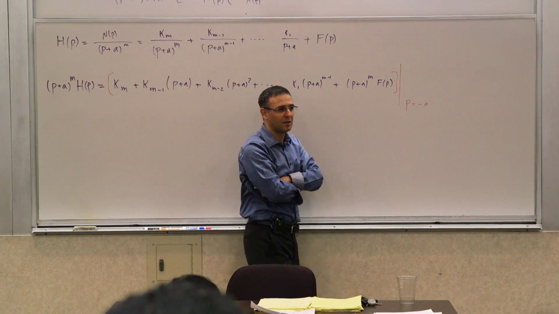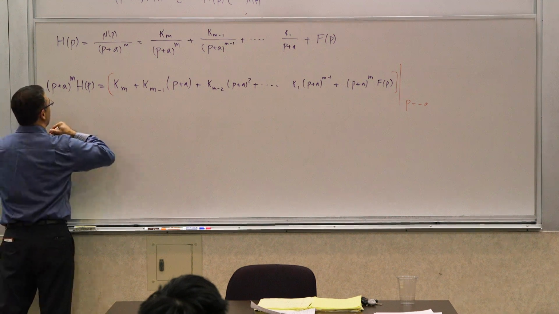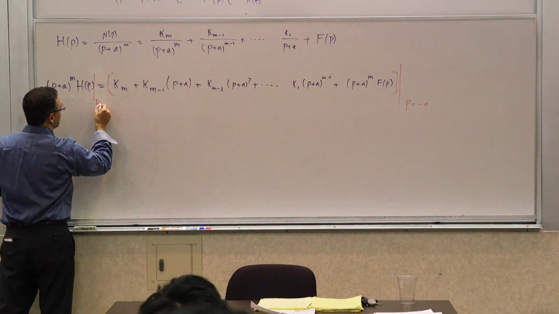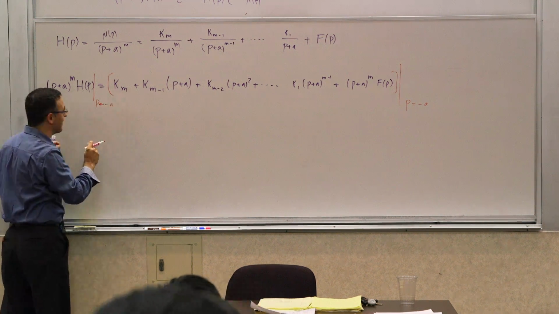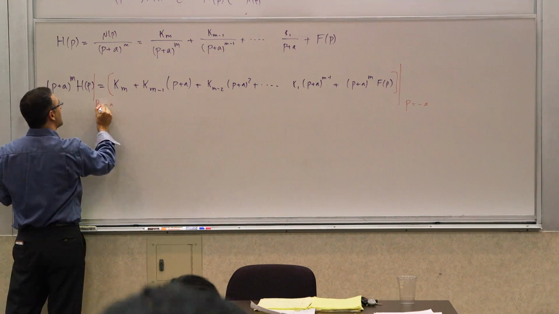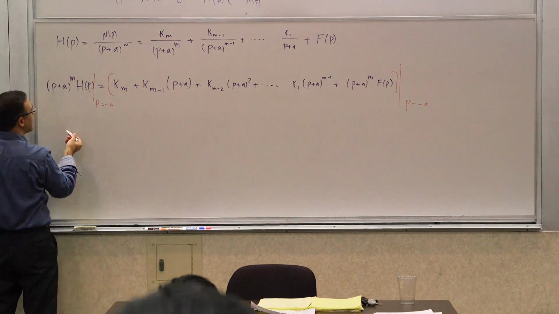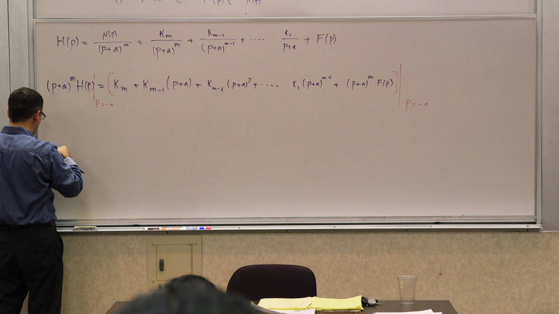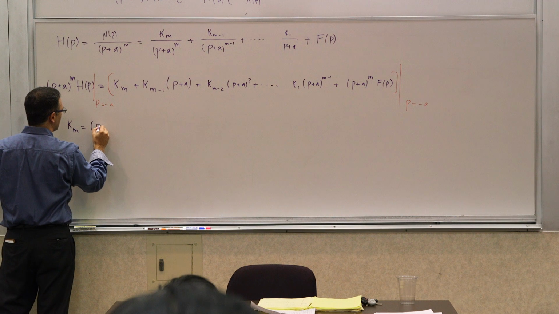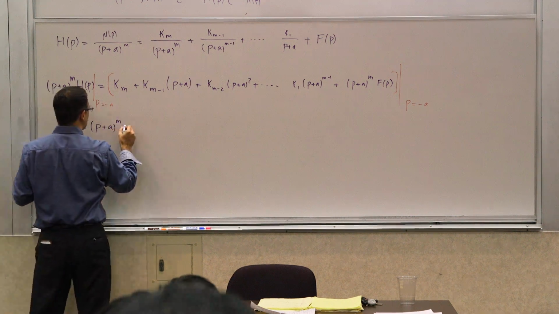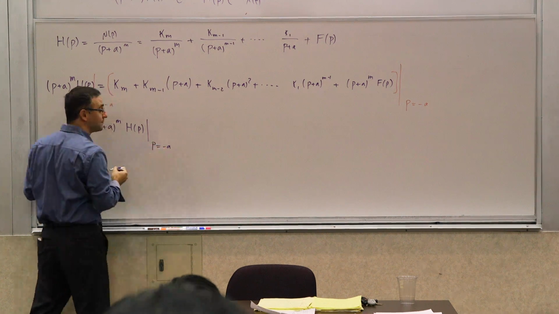Does it make sense? So you can calculate Km, which is equivalent to evaluating this for p being negative a. This is not strictly correct, meaning basically replace p with negative a, because p is an operator, but I'm using notation loosely here. But you know what I mean. So Km is pretty straightforward. You just multiply the whole thing by p plus a to the m and evaluate it for negative a.